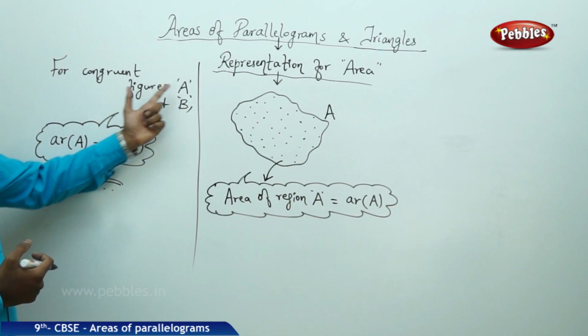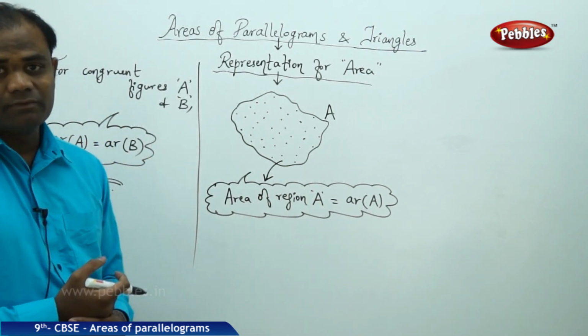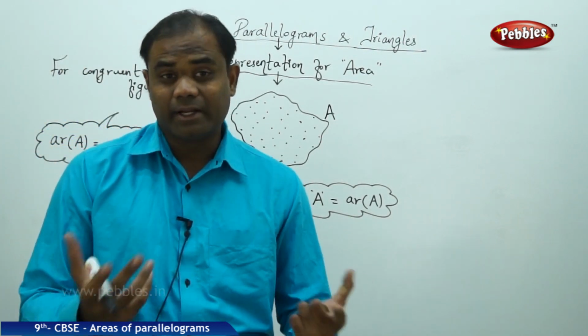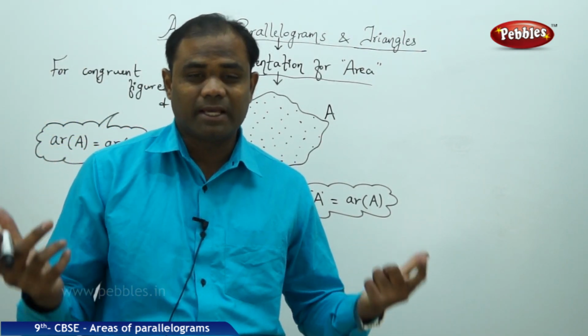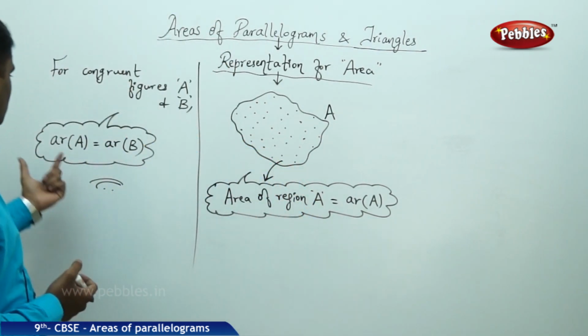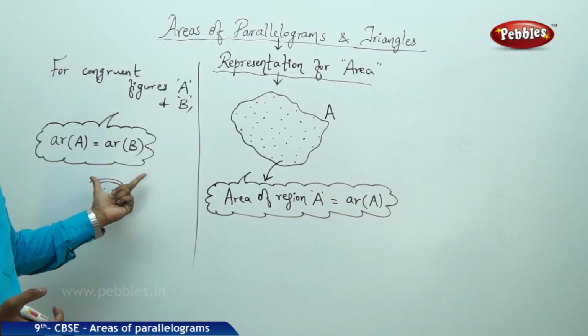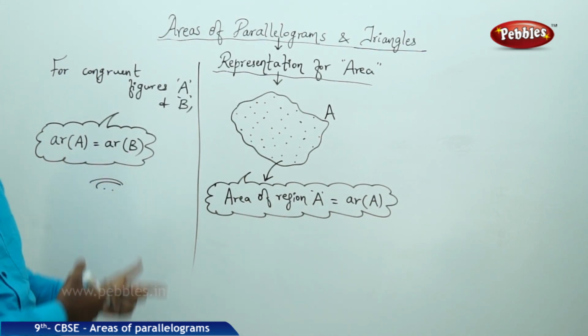For congruent figures A and B, AR of A equals AR of B, because when two figures are congruent, their areas are equal, their sizes are equal, their shapes are equal, and hence AR of A equals AR of B, the representation of area for congruent figures.